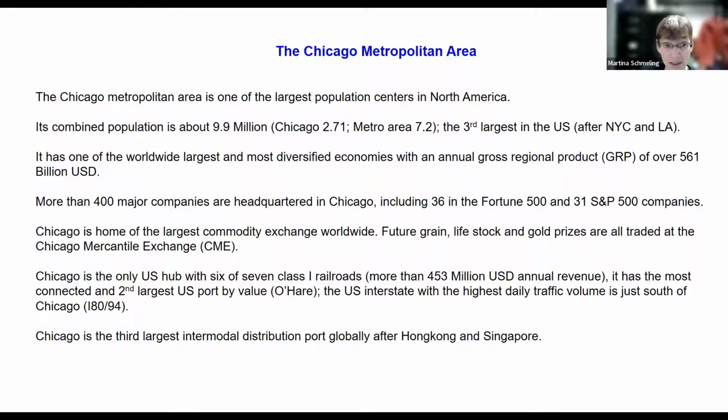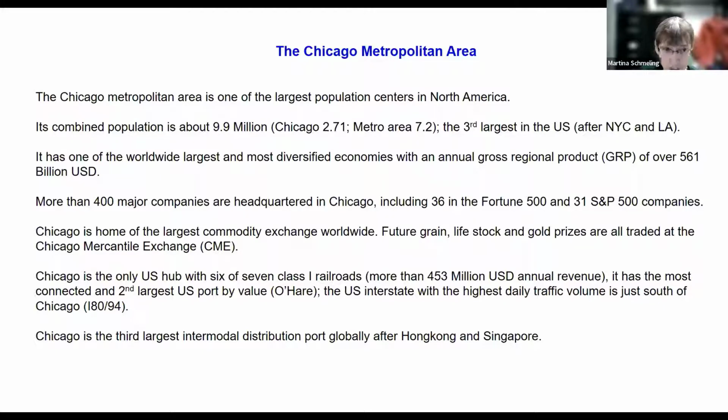It has the largest commodity exchange worldwide. In fact, all the future grain, livestock, and gold prices are all traded in Chicago at the Chicago Mercantile Exchange. I understand this is now all online and not on the floor anymore. If you are in Chicago, you can visit the Chicago Mercantile Exchange, just like you can visit Wall Street.